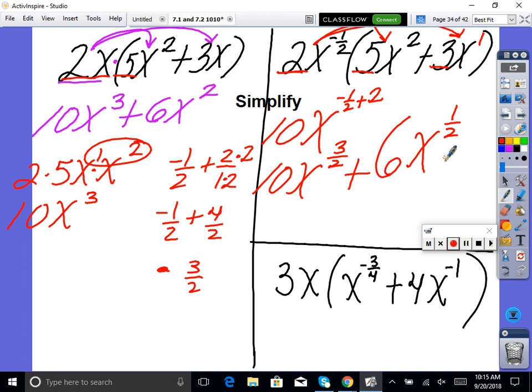So we added this up and got positive. Yep, 6x to the 1/2. Yep, it's positive. But it's 2x. Oh, yeah, because we did 1 plus negative 1/2.